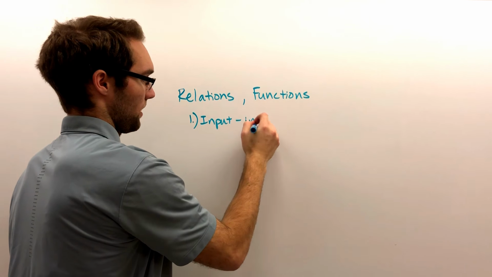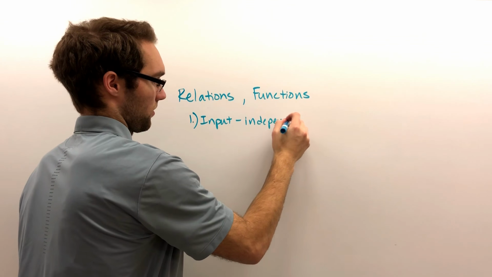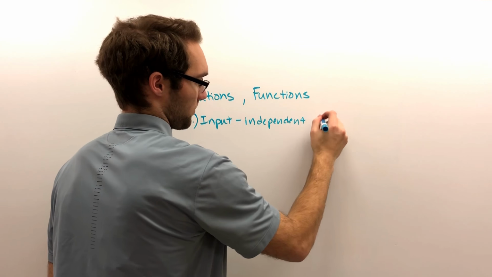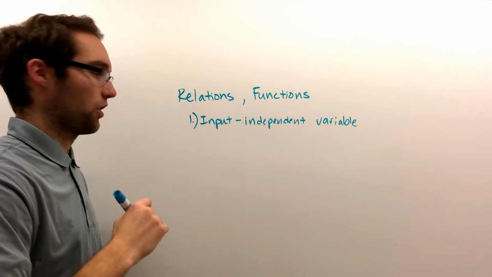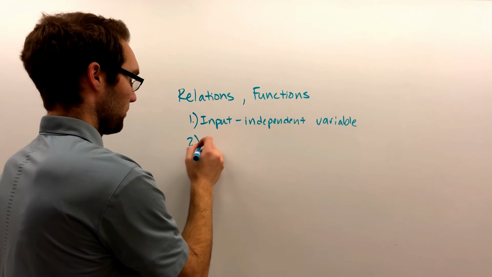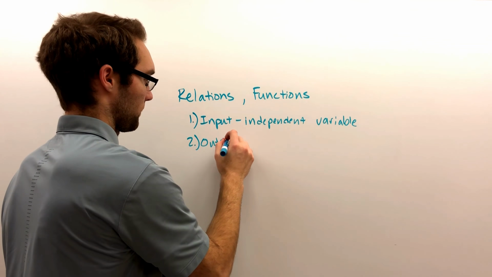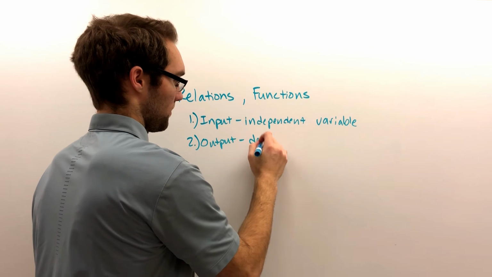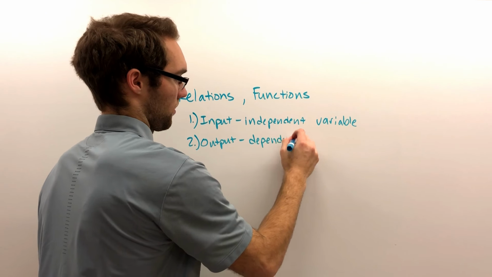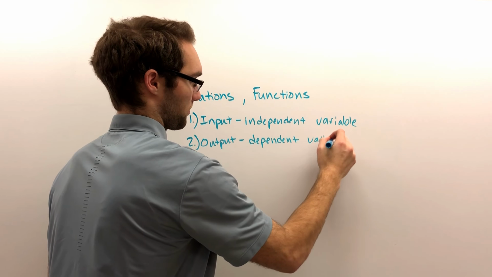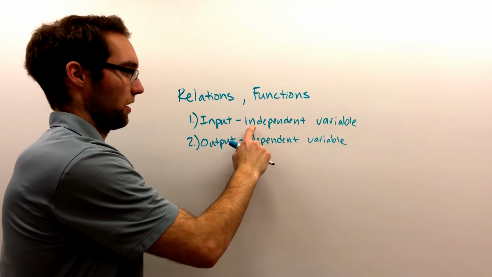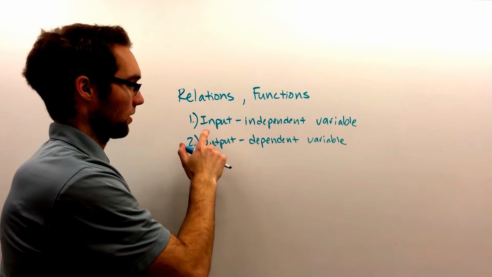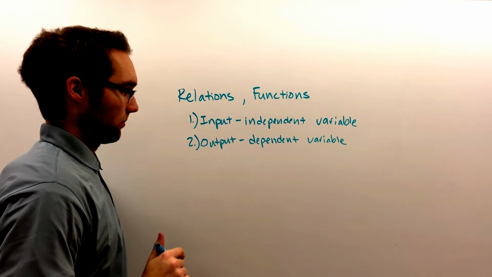also known as an independent variable, which I'll explain a little more about in a moment. And then we need an output, or a dependent variable. All right, so looking at this simply first, before we talk about independent and dependent variables, we're just going to talk about input and output.